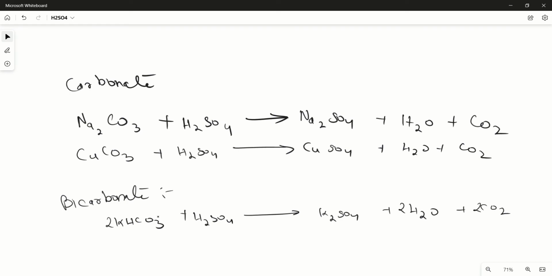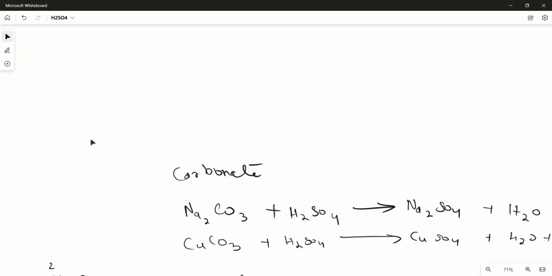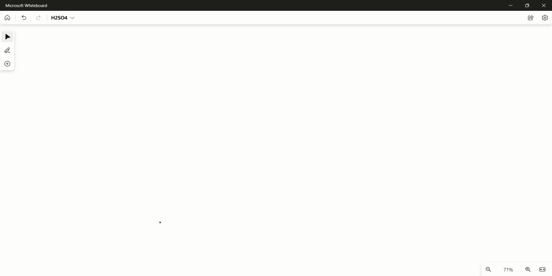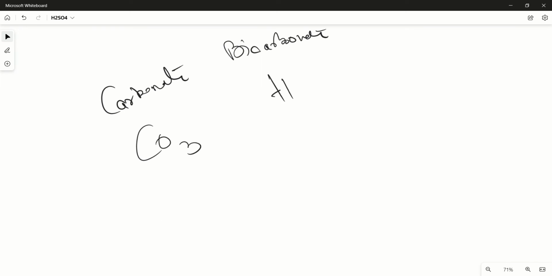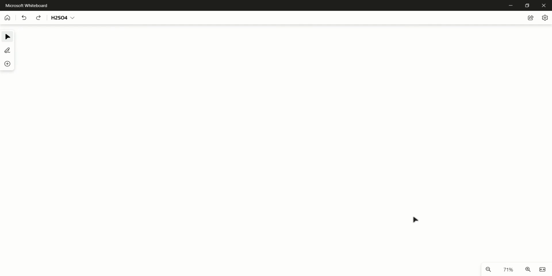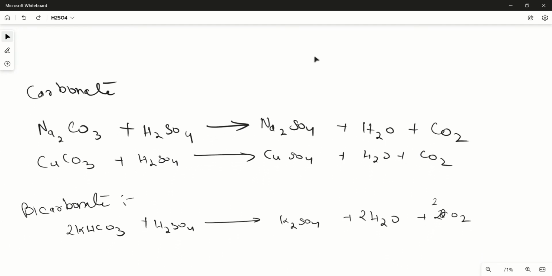Yeah, great. So this is the reaction. So how do you differentiate between carbonate and bicarbonate? So carbonate will be CO3. Bicarbonate will be HCO3. That's all. Great.